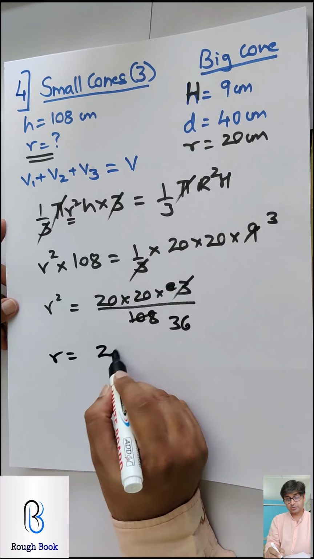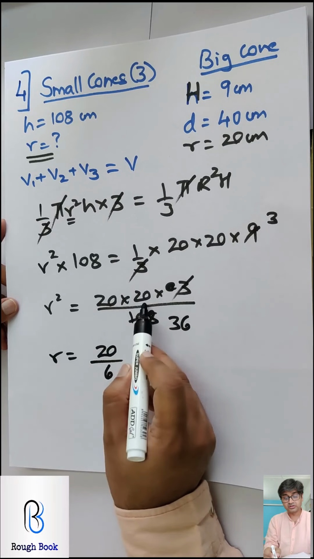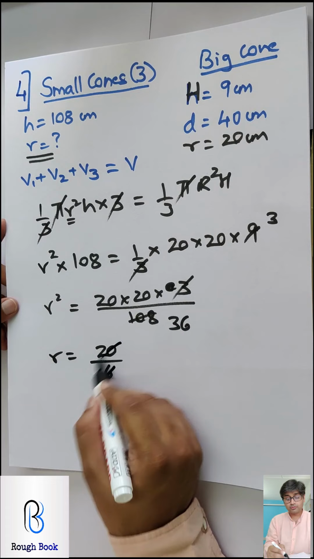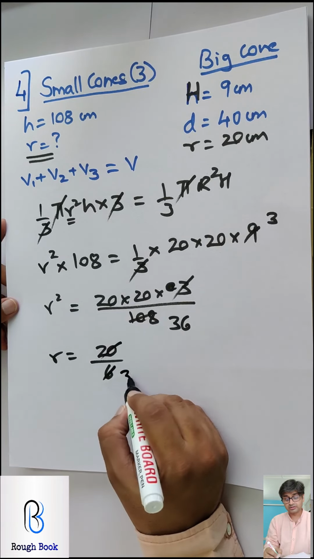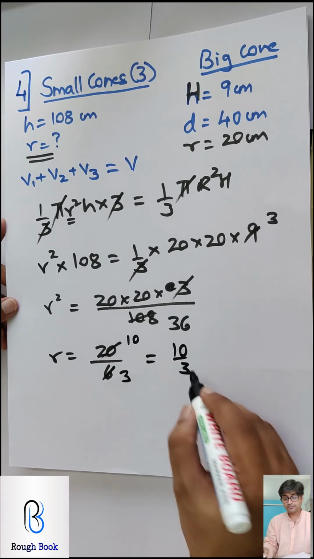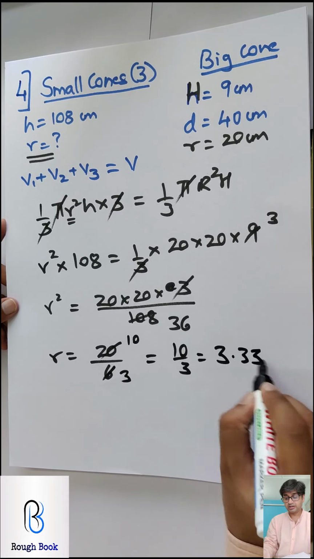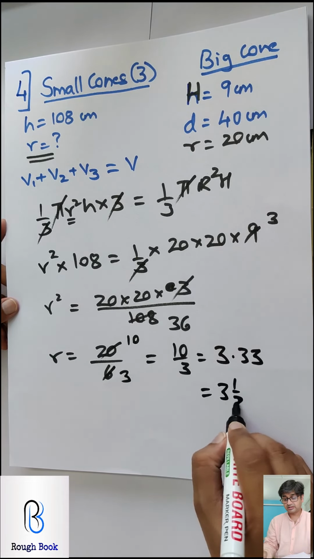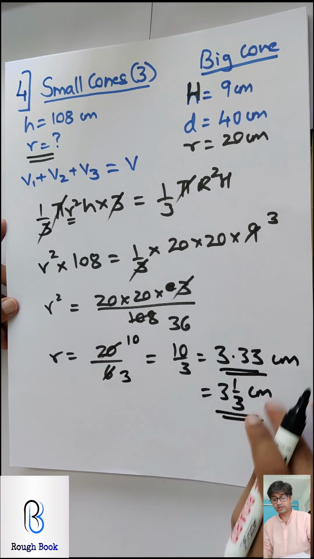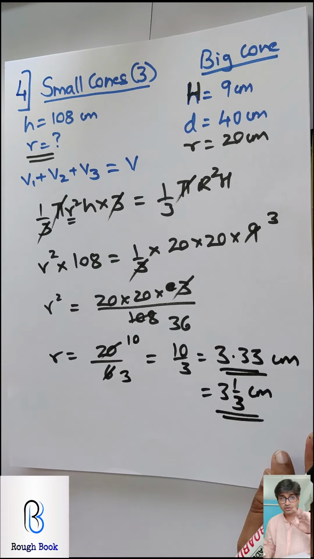I can directly say 20 by 6 because I know this is 2 times and this is going to be 6. So be smart. Now if you want, you can cancel, so it will become easy. So 10 by 3 is the radius. That is 3.33, or you can also say 3 1/3 centimeters becomes the radius. Both answers will be accepted in the exam, so don't worry.